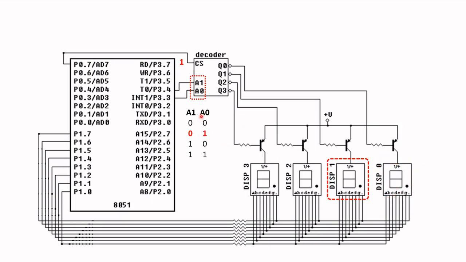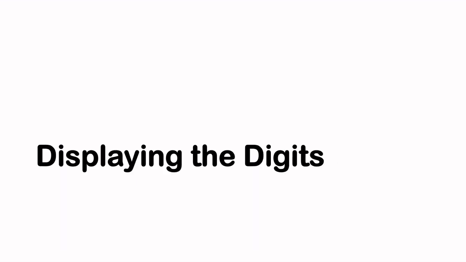If you put in A0 1 and A1 0, you will select this display. And if you put A1 to 1, A0 to 0, you will select display number 2. And finally, if you put both A1 and A0 to 1, you will select display number 3. Now, that's how you select the display.